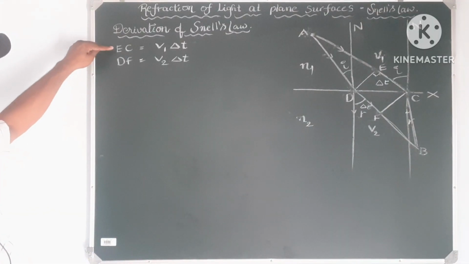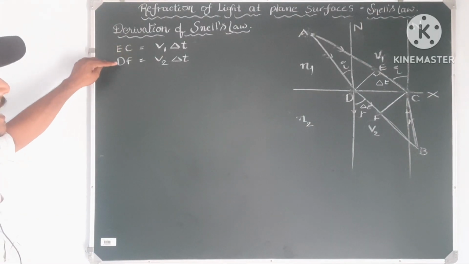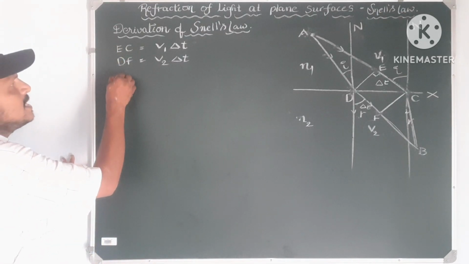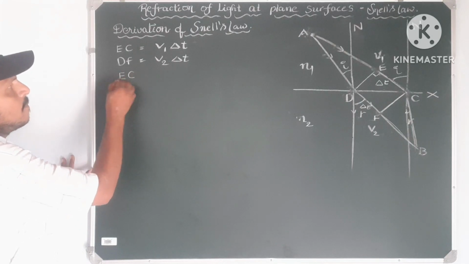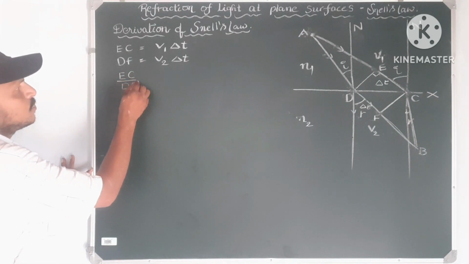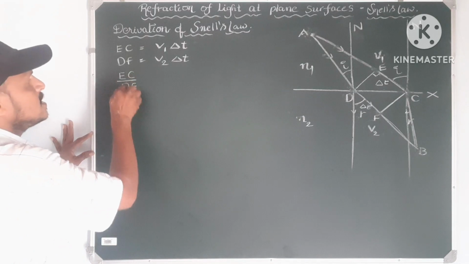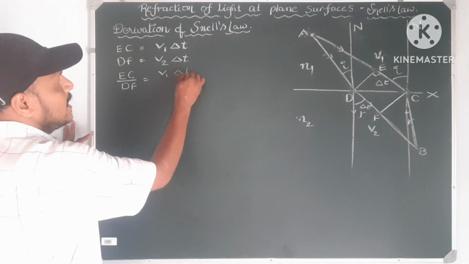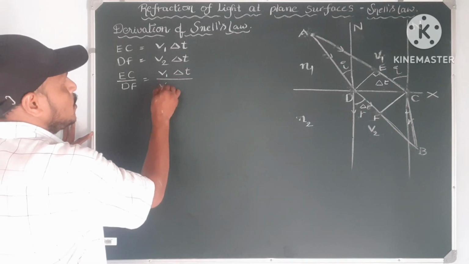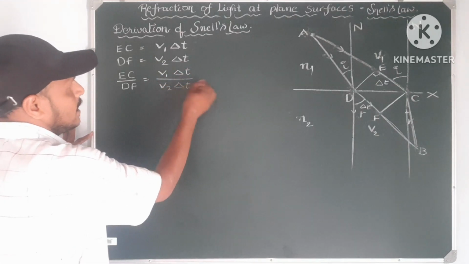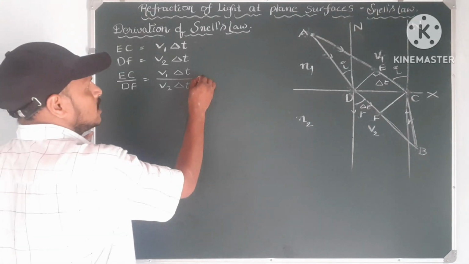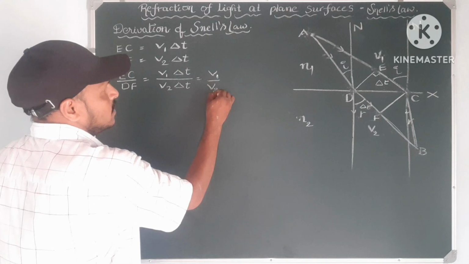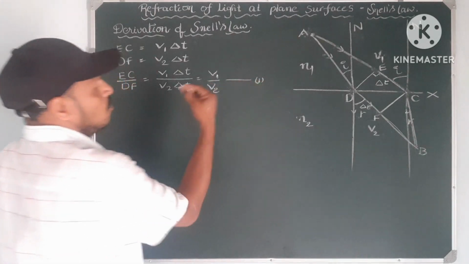Now divide EC by DF. EC by DF is equal to V1 delta T by V2 delta T. So delta T cancels, and that is equal to V1 by V2. So this is taken as equation 1.